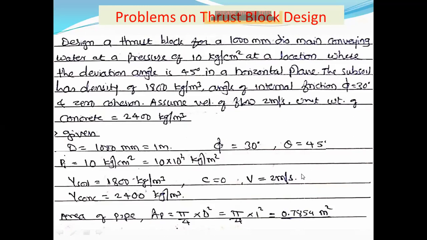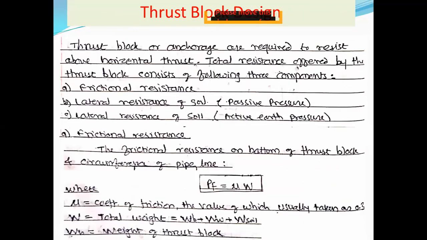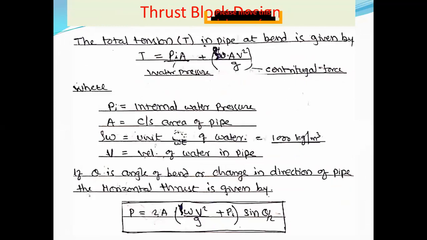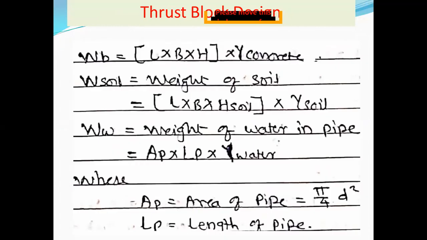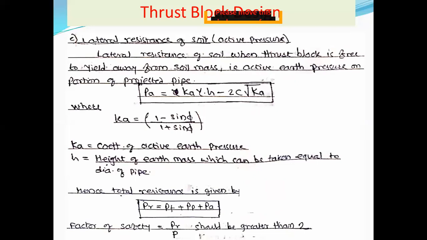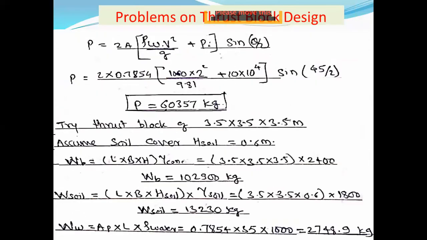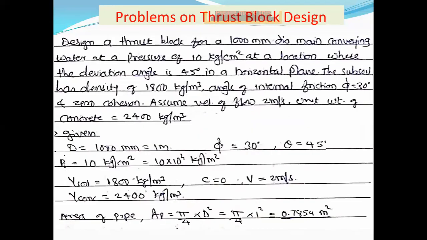So to find out the thrust now, P is equal to, what is the formula? P is equal to 2A gamma w v square upon g plus Pi into sine theta by 2. Use this formula and find out the value of P. Tell me the value of P. Do the calculation.